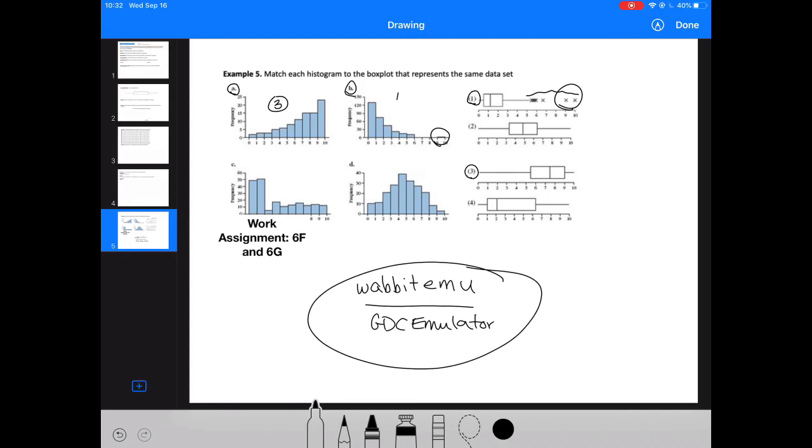The next one here, C, we're going to do next. This has a wide spread of data with the median probably in between 1 and 2. So we've got this next one here, 4. And then the last one is a normal looking distribution or a bell-shaped curve, and that matches with this one right here.